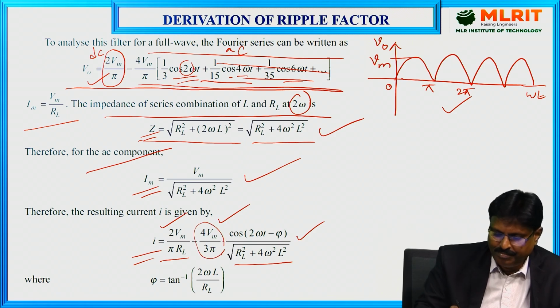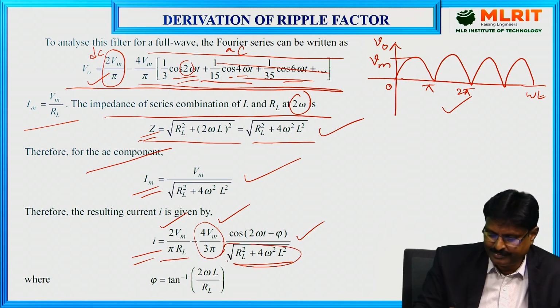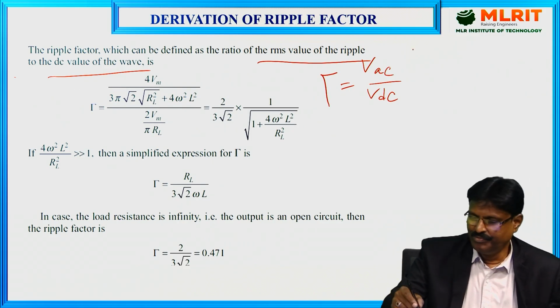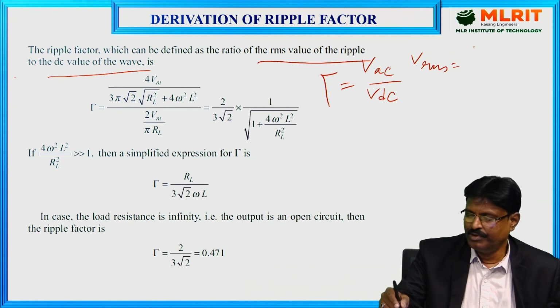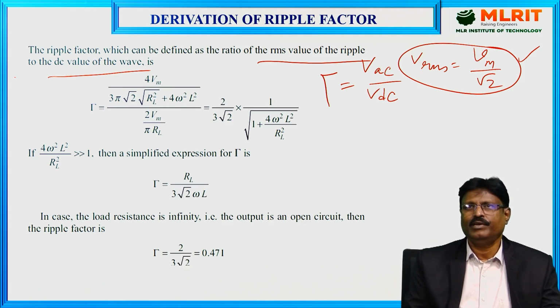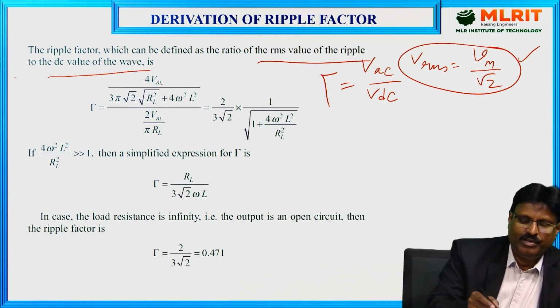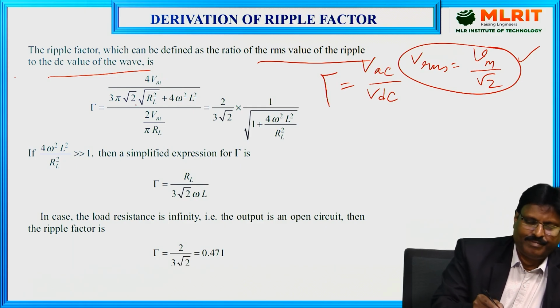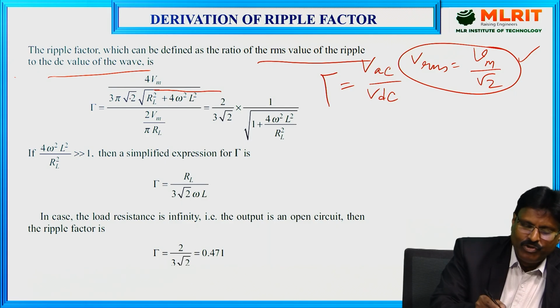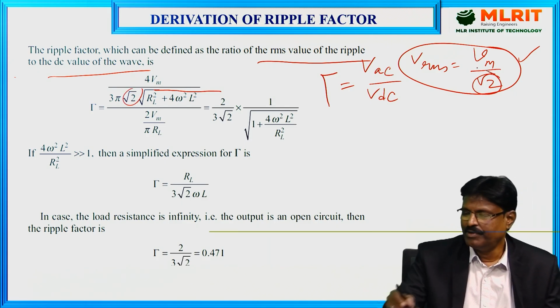So this is the peak value. If you want to write the RMS value, VRMS is equal to Vm by root 2. This is a basic equation. If you know the peak value, the RMS value is Vm by root 2. So the value we already know is 4 Vm by 3 pi over root over RL square plus 4 omega square L square, into 1 by root 2. As you can see here, the factor of root 2.